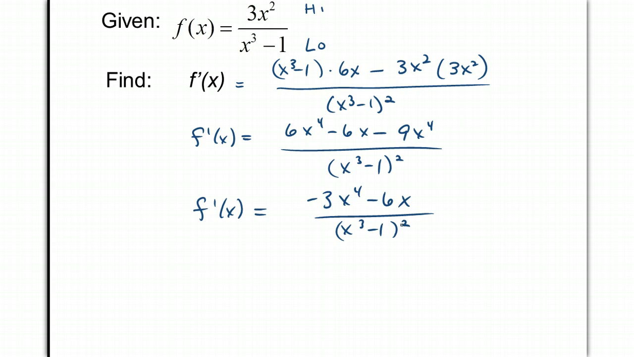Now I don't think there's a common factor to numerator and denominator. In fact, now I see that there isn't. But if you wanted to check it, it would be okay. You could take out a negative 3x and you have x cubed plus 2 over x cubed minus 1 squared. If there were a common factor, you'd want to simplify it.